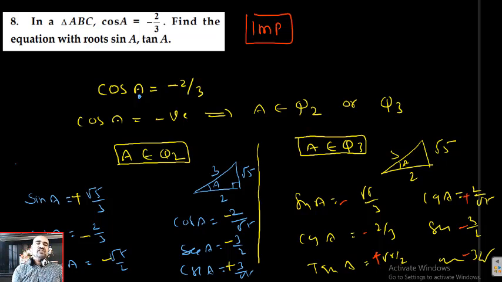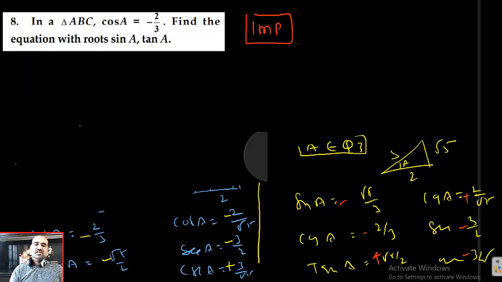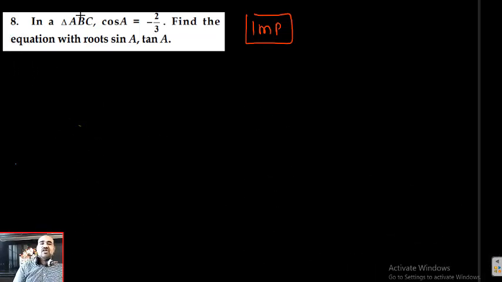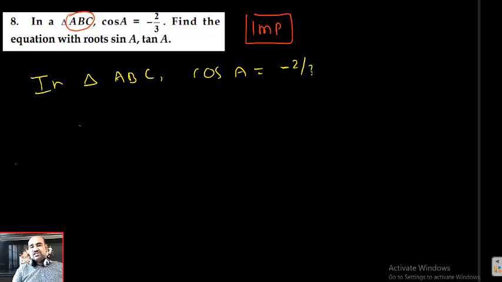Cos A is minus 2 by 3, then find all trigonometrical ratios. Okay. But this is a different situation, in a triangle. Clearly, I can explain. If given in triangle ABC, cos A is given as minus 2 by 3. In general, when triangle is not mentioned, A may be in Q2 or maybe Q3.